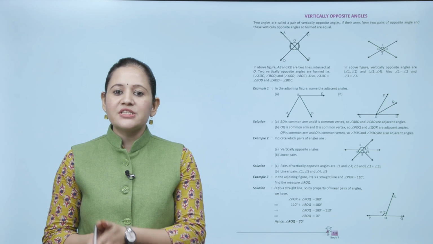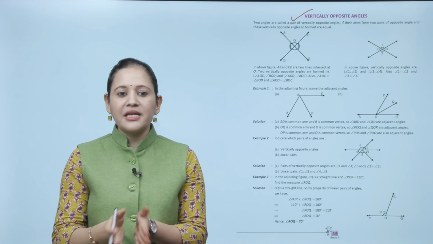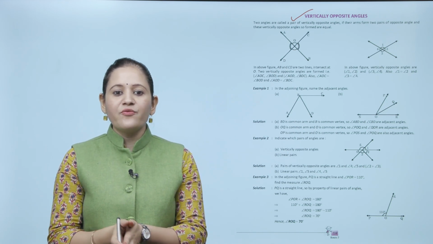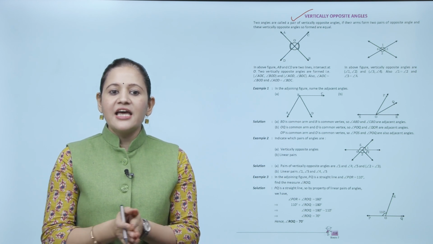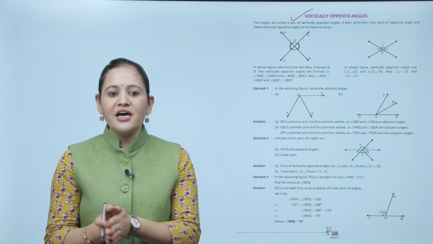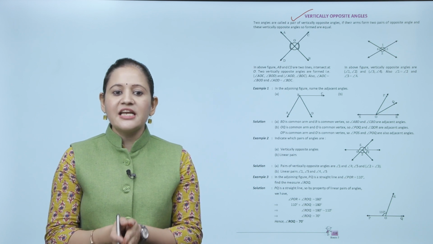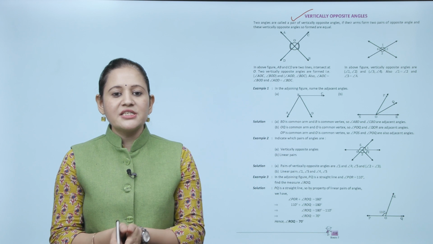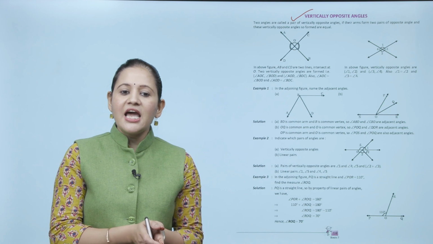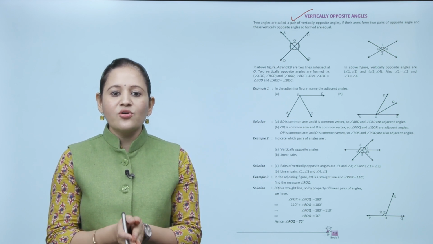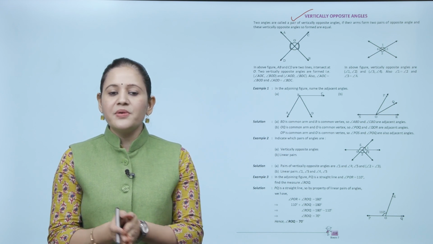Next, vertically opposite angles, which we also write in short as VOA. Two angles are called a pair of vertically opposite angles if their arms form two pairs of opposite rays, and these vertically opposite angles so formed are equal. In the above figure, AB and CD are two lines intersecting at the point O. So two pairs of vertically opposite angles are formed: angle AOC and angle BOD, and angle AOD and angle BOC. Also angle AOC equals angle BOD and angle AOD equals angle BOC.